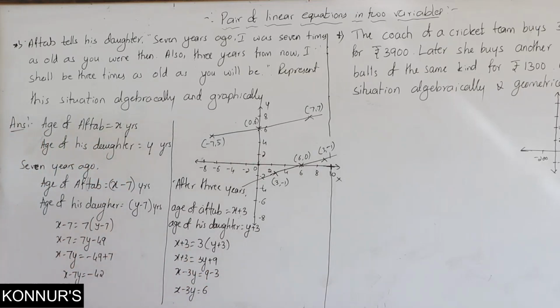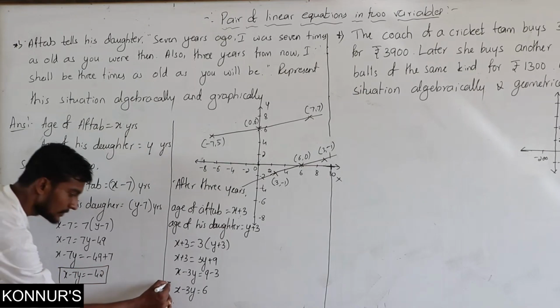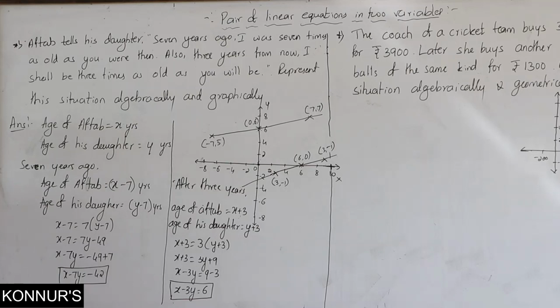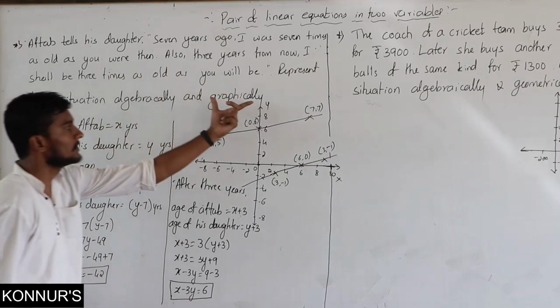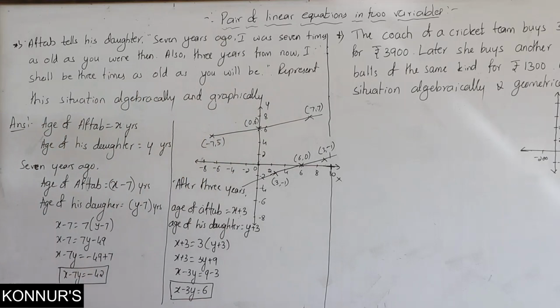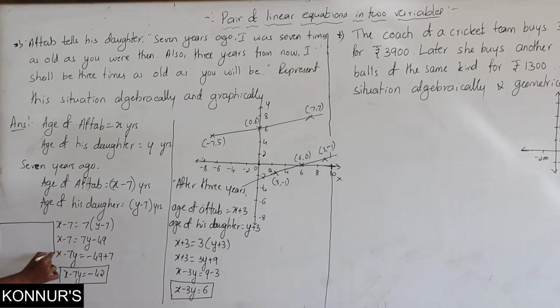It is the second linear equation. The first linear equation is x minus 7y is equal to minus 42. The second linear equation is x minus 3y is equal to 6. We have shown this situation algebraically now. Next they ask you to show the linear equations graphically. To plot the graph, we first have to find x and y values. So for this equation I will find the values.